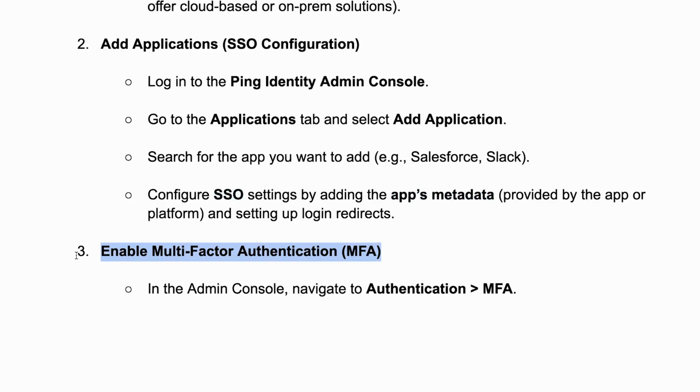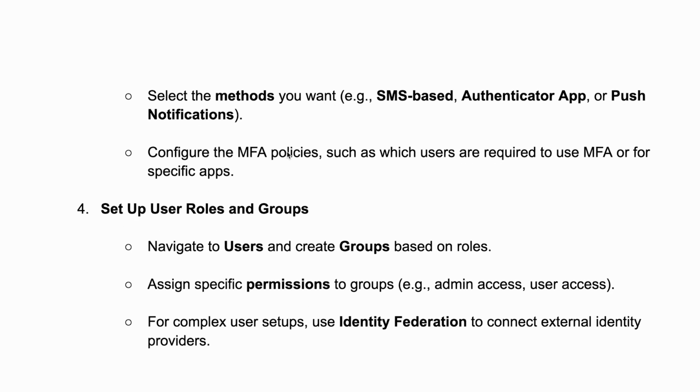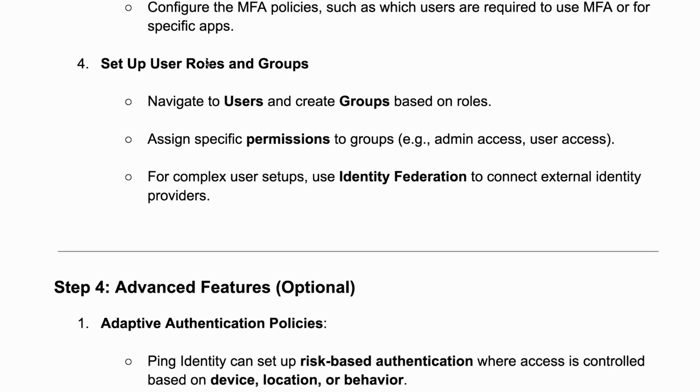Then enable multi-factor authentication by going in the admin console, navigate to the authentication, and then MFA. Select the methods you want and then configure the MFA policies, such as which users are required to use MFA or for specific apps. Then set up user roles and groups, so navigate to users and create groups based on the roles, then assign specific permissions to the groups.